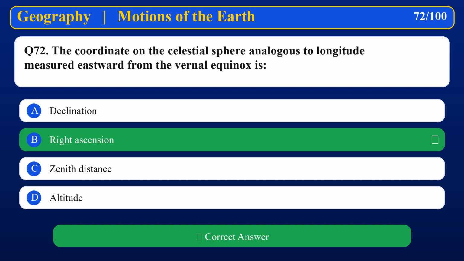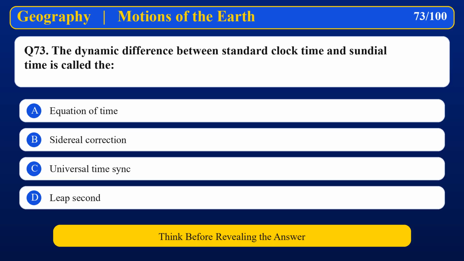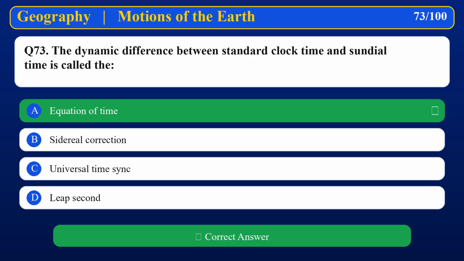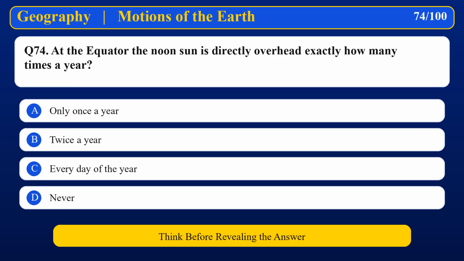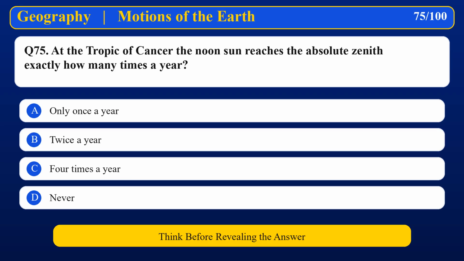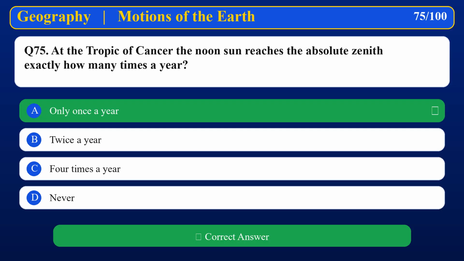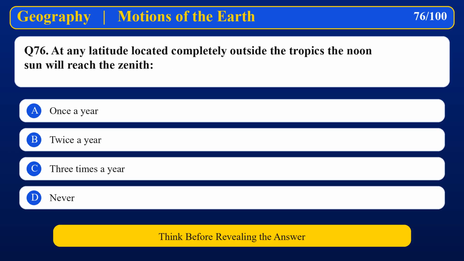The coordinate on the celestial sphere analogous to longitude, measured eastward from the vernal equinox, is right ascension. The dynamic difference between standard clock time and sundial time is called the equation of time. At the equator the noon sun is directly overhead exactly how many times a year? Twice. At the Tropic of Cancer the noon sun reaches the absolute zenith exactly how many times a year? Only once a year.